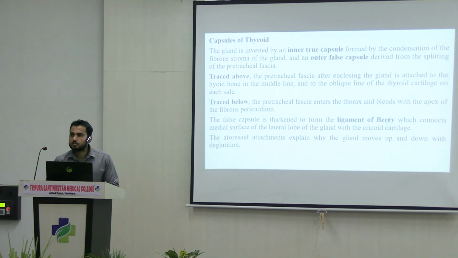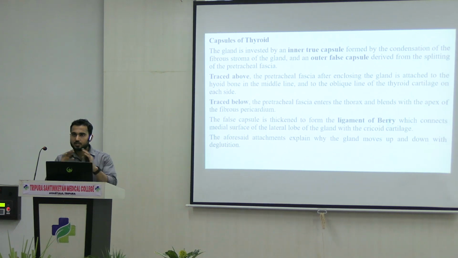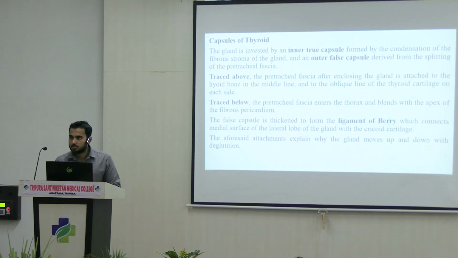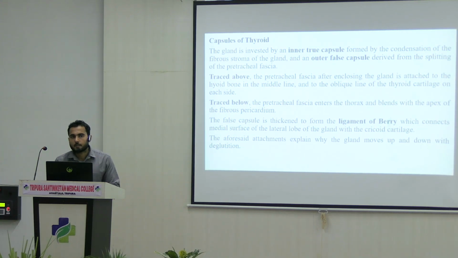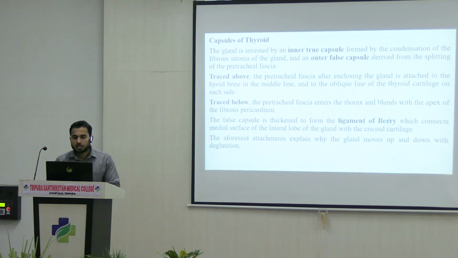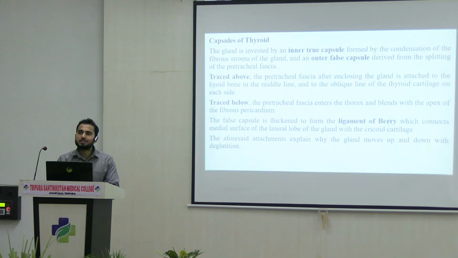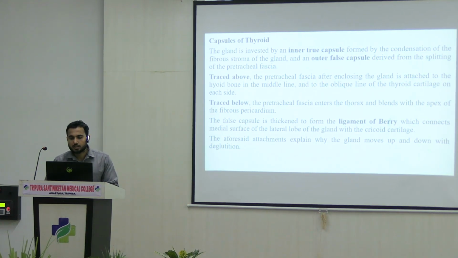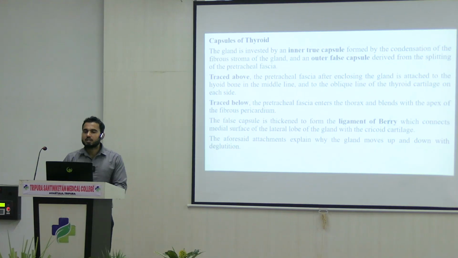In histology also we have discussed that the thyroid gland has a capsule. So how many capsules are there in the thyroid gland? Two capsules are there, true capsule and false capsule. Now you have to understand one thing: the true capsule is the inner capsule, and the false capsule is the outer capsule. The true capsule is formed by the condensation of the fibrous stroma of the gland.